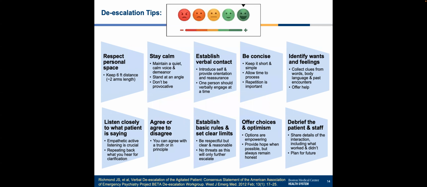Okay, here are some de-escalation tips, which all of us should really be familiar with and really try to incorporate into everyday practice. The first one is respect personal space. Now that's the 6 foot or 2 arms length distance. That's important for your own personal safety, as well as important to your patient. We don't want anyone to feel like we're invading their comfort zone without permission. It's uncomfortable and can be perceived as threatening.